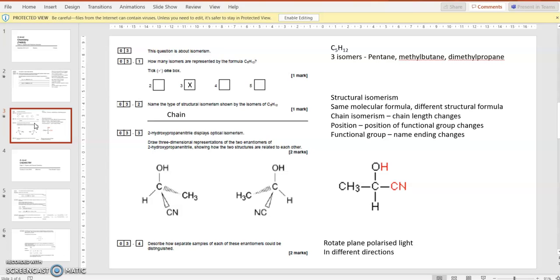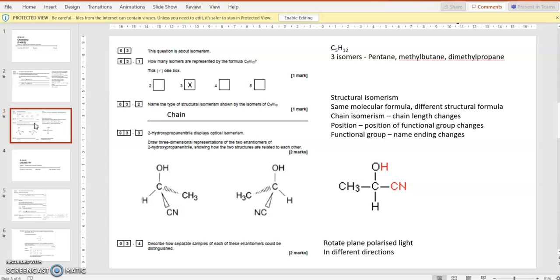So let's have a look here. So structural isomers, remember there's chain, position and functional group. This is where you have the same molecular formula but a different structural formula. Chain, where you're shortening the length of the chain and introducing branches.